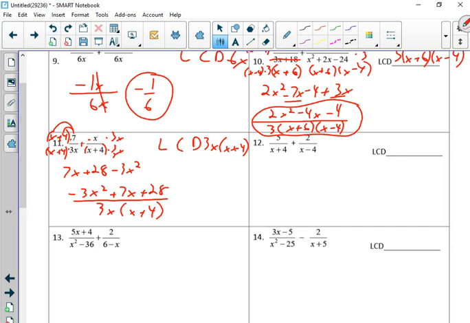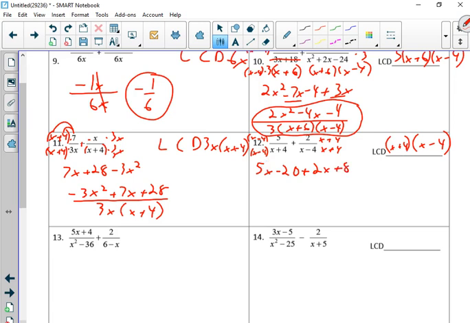Okay, number 12. The LCD is just simply both parentheses, x plus 4, x minus 4. So the first one needs an x minus 4, top and bottom. And the right one needs an x plus 4, top and bottom. And once again, when you do this, remember, distribute the 5 to both items. So that's 5x minus 20 plus 2x plus 8.